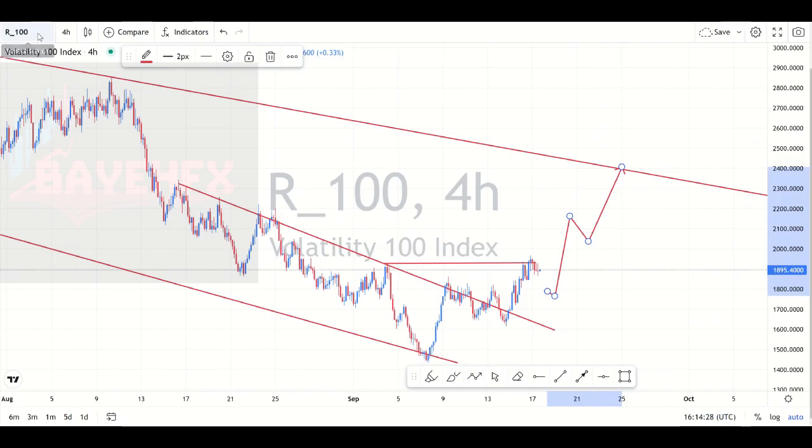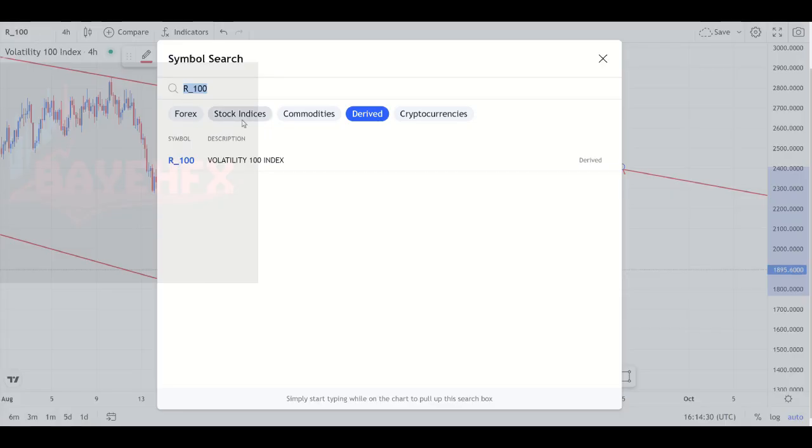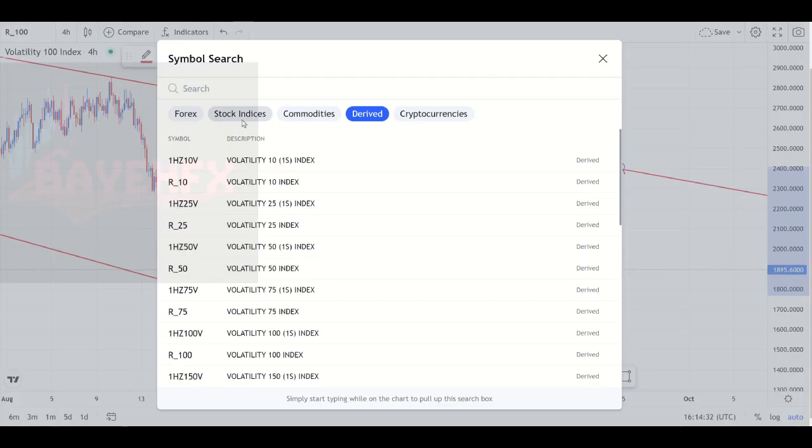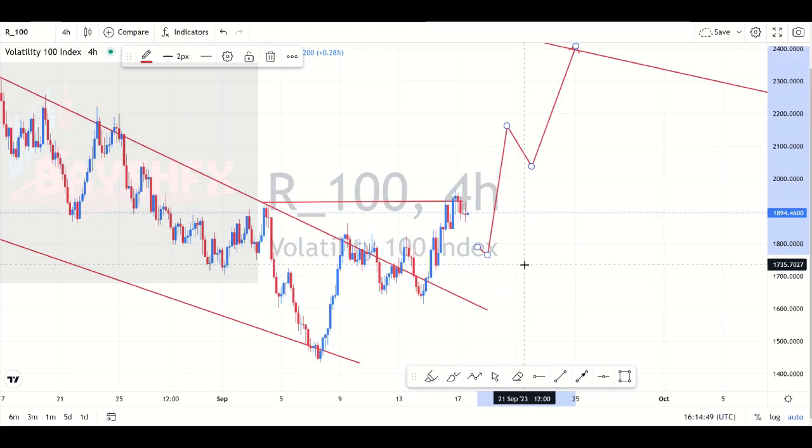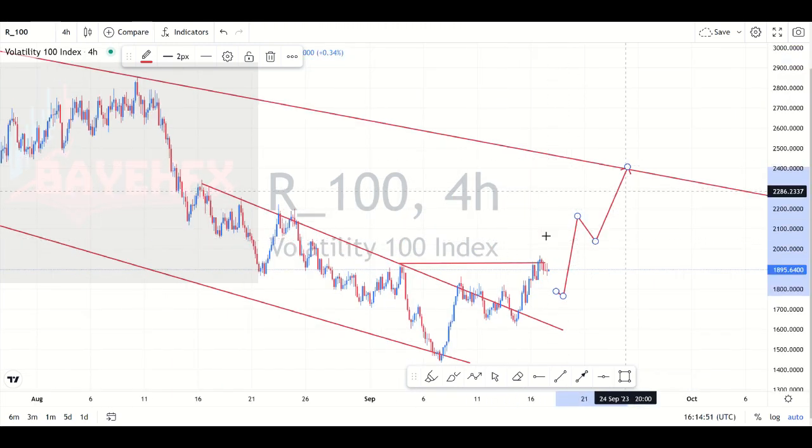If you use proper risk management, this pair is a little bit volatile. The pair is volatile, so if you use proper risk management, you're going to make a lot of money from this particular pair, VIX100. So that's it for VIX100. We're going to wait and see how it plays out for the whole week. I'm expecting the correction to come and tap on this resistance level, right? We'll be selling from that zone unless the market breaks out.